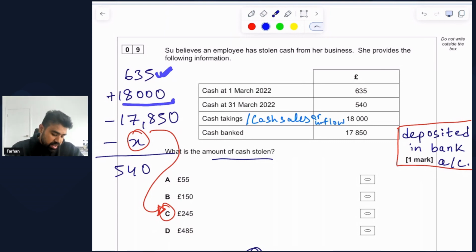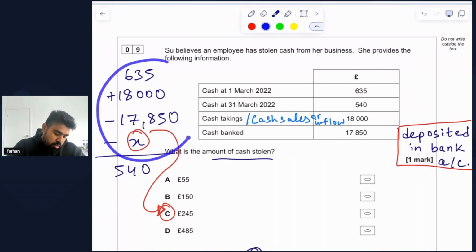Then we are subtracting 17,850 pounds, which refers to cash that has been deposited in the bank account, as we have identified a while ago, and subtract X. So the X here is the amount that is the stolen amount that I believe. So why is it minus X? Because it's stolen. So obviously it has to be an outflow. So that is why minus X. And this should all give you 540 as the closing balance for cash that is given here.